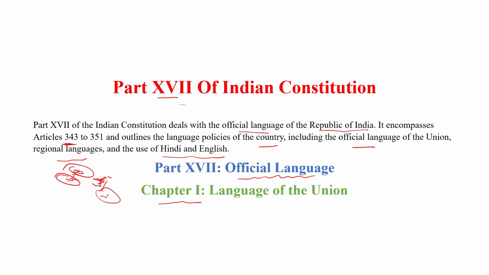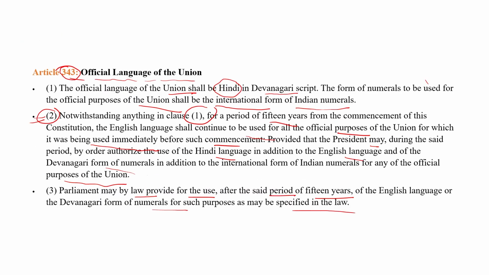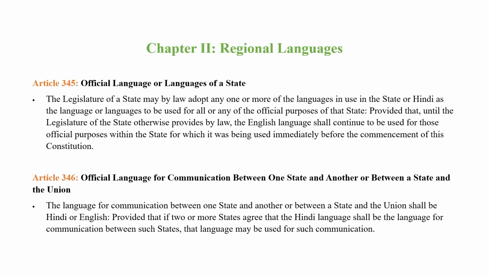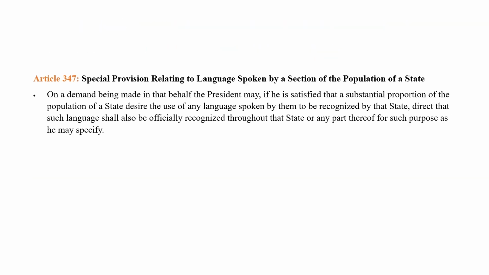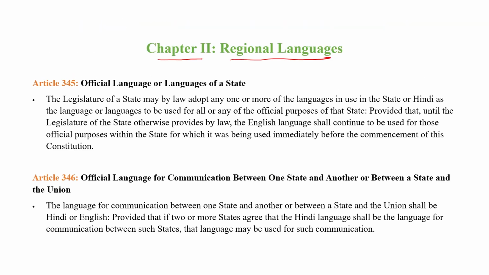So this was the first chapter. We have discussed the language of the Union, where we discussed Article 343, the official language of the Union, and the commission for the Union. Now Part 17, Chapter 2 explains the regional languages. In this section we will discuss Articles 345, 346 and 347. So what does Article 345 explain? Article 345 explains the official language or languages of a state.